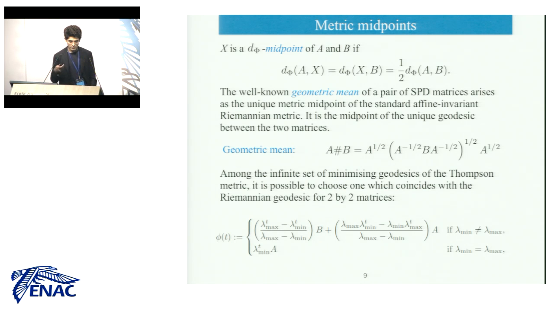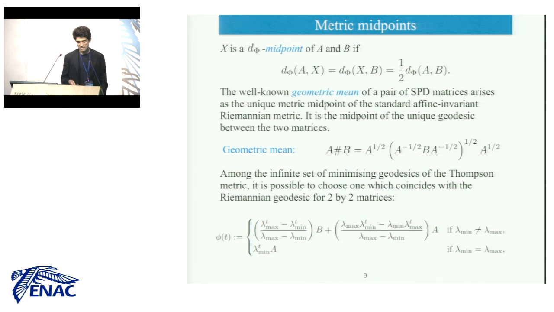So given some kind of metric structure and geodesics, a natural way of coming up with the notion of an average of 2 points is to take the metric midpoint as an average, so the midpoint of a geodesic that connects the 2 points. And indeed, the geometric mean, which is quite well known, corresponds precisely to the midpoint of the unique geodesic in the Riemannian case. So this well-known mean has this interpretation.